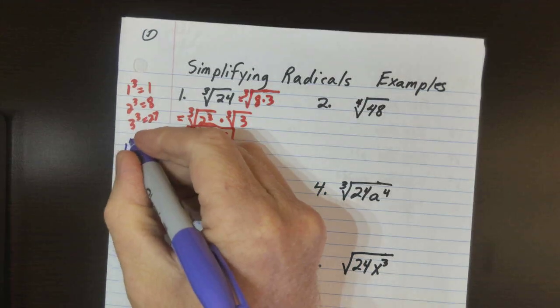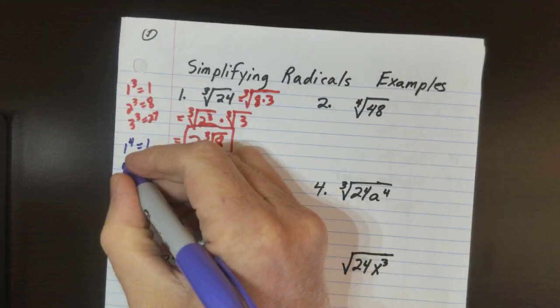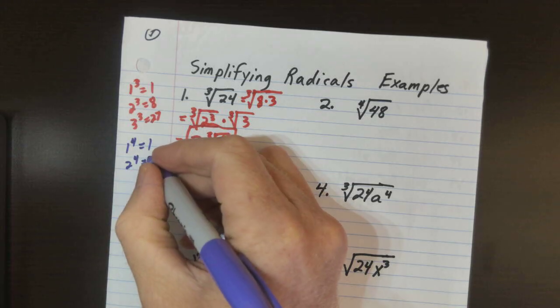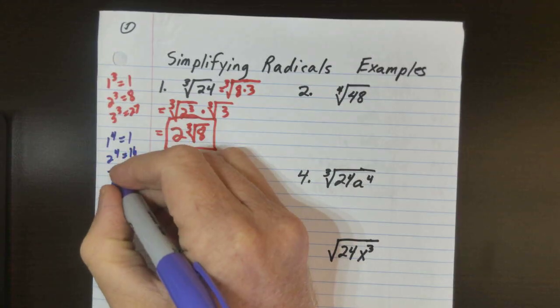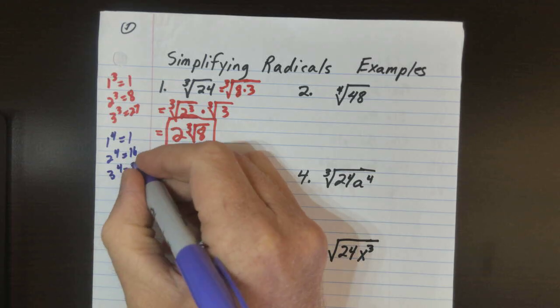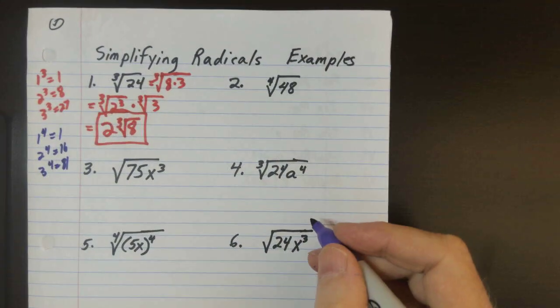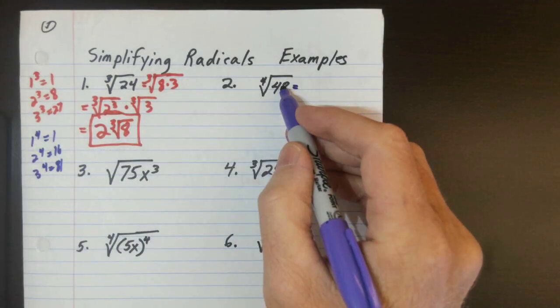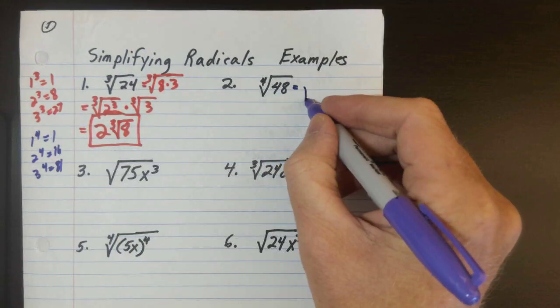And I'm interested, 1 to the fourth power is 1, 2 to the fourth power is 2 times 2 times 2 times 2. That's 16. 3 to the fourth power is 81, and we're already bigger than the 48 here. So I'm going to rewrite this. 16 times 3 is 48.